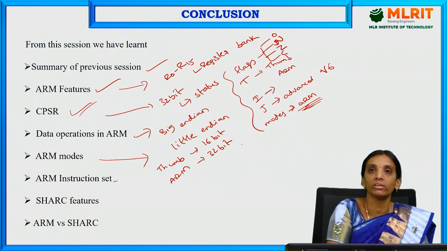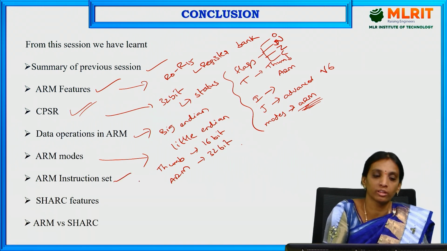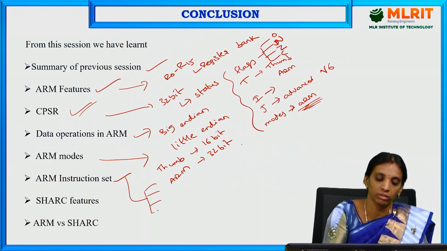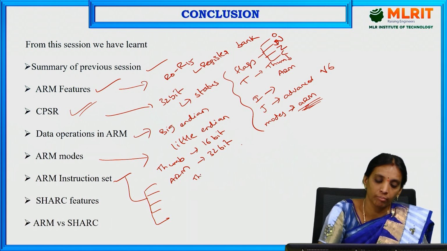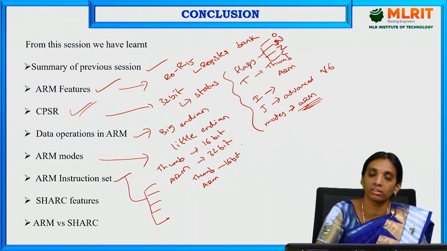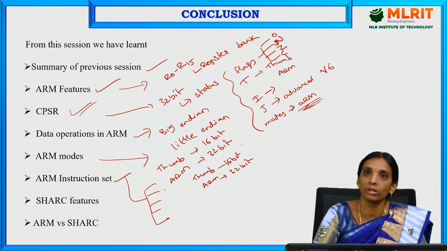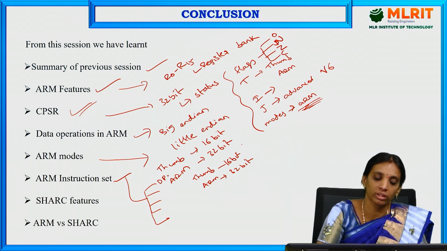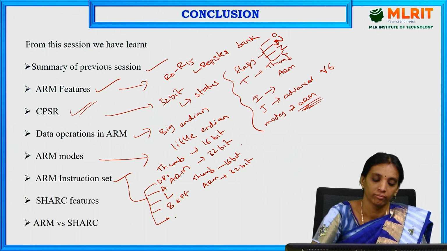Next, the ARM instruction set. The ARM instruction set consists of the different types of instructions in the ARM processor. There are two types of instruction sets: the Thumb instruction set and the ARM instruction set. The Thumb instruction set is the 16-bit instruction set. The ARM instruction set is the 32-bit instruction set. Different types of instructions are available in the ARM processor: data processing instructions, arithmetic instructions, logical instructions, branch or program flow instructions, and bit manipulation instructions.